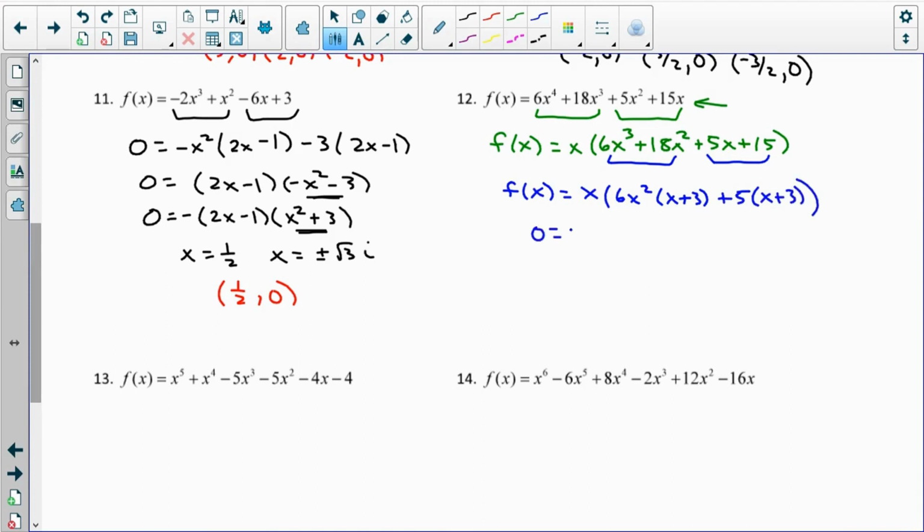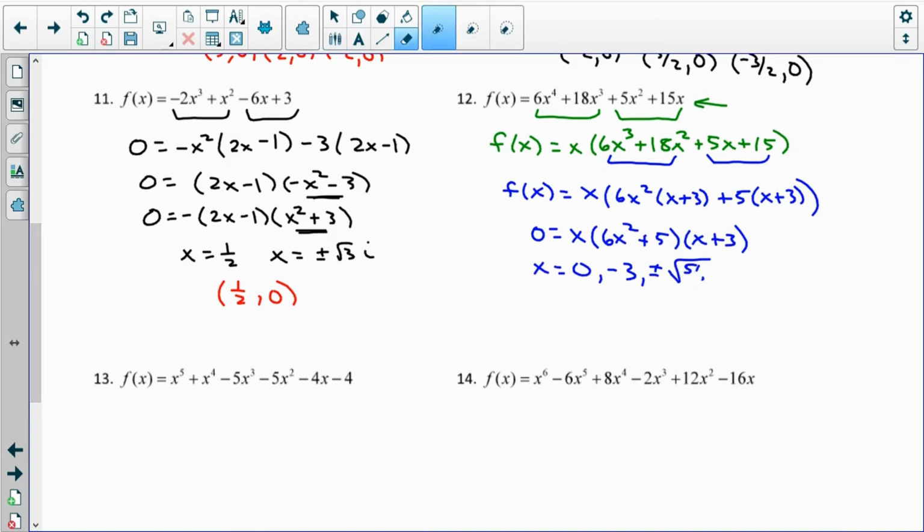So I have 0 equals x times (6x squared plus 5) times (x plus 3). And then I get x-intercepts at 0, negative 3, and then plus or minus the square root of, that was a weird way of writing that, plus or minus the square root of negative 5/6, which is i times the square root of 30 over 6.